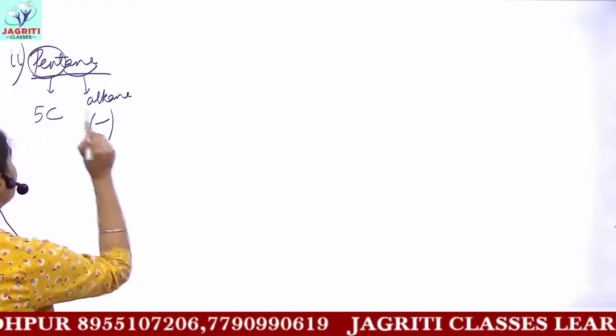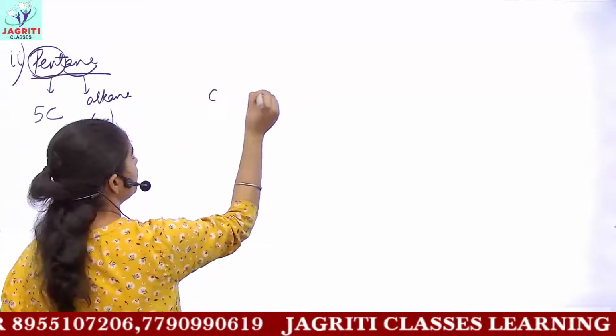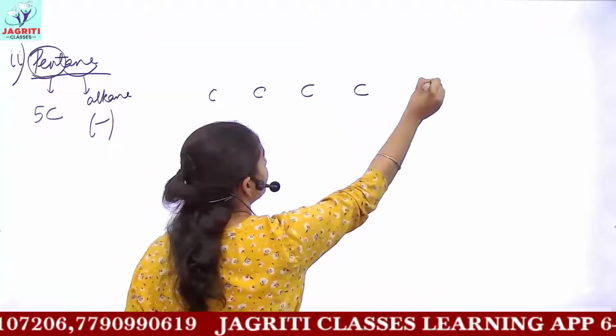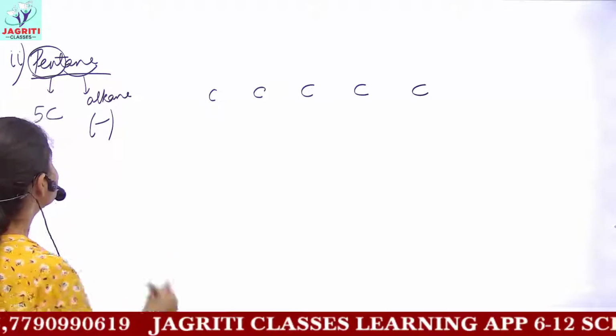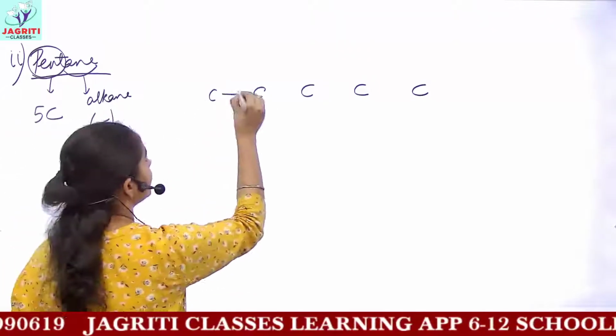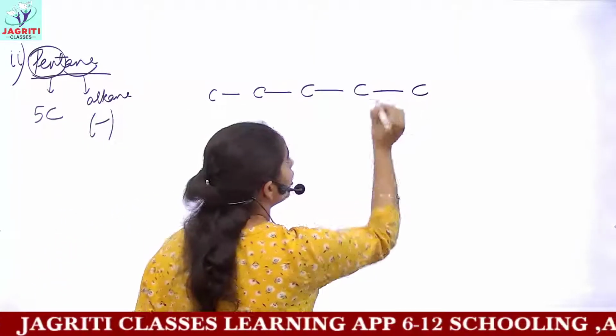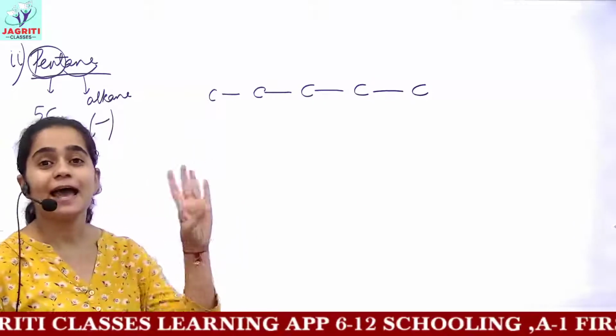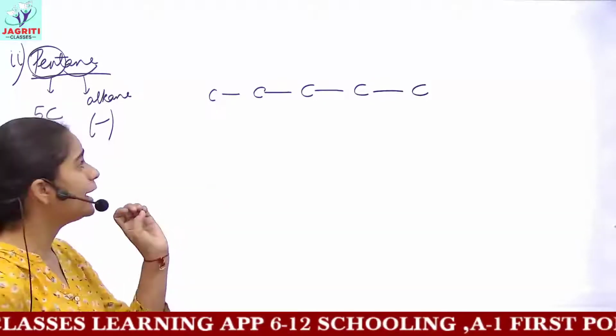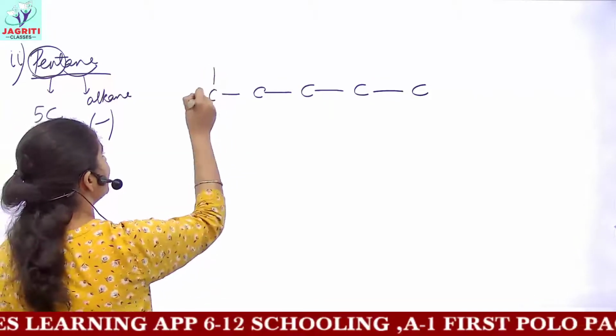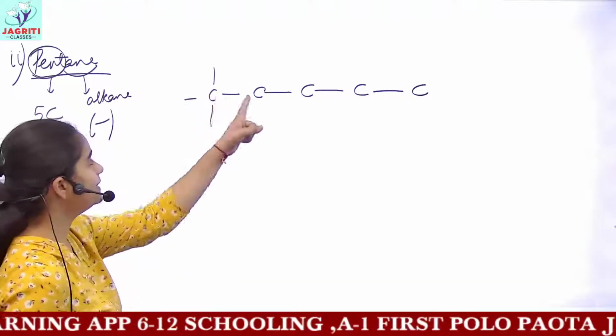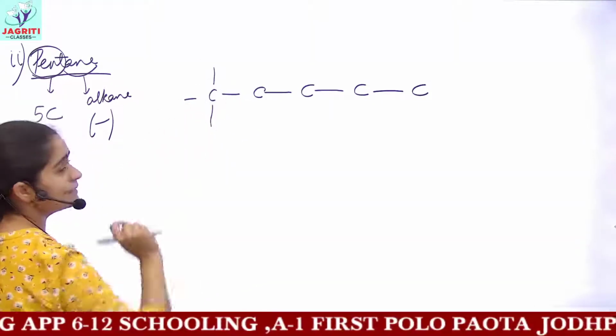Now let's draw the first 5 carbons. So draw the 5 carbons, first, second, third, fourth and fifth. Because this is an alkane, join all carbons through a single bond. You know each carbon has 4 valencies or 4 hands. So make the remaining valencies. 1 valency is already present, so 3 valencies more.